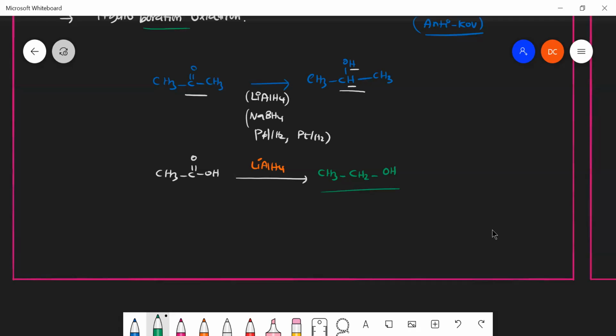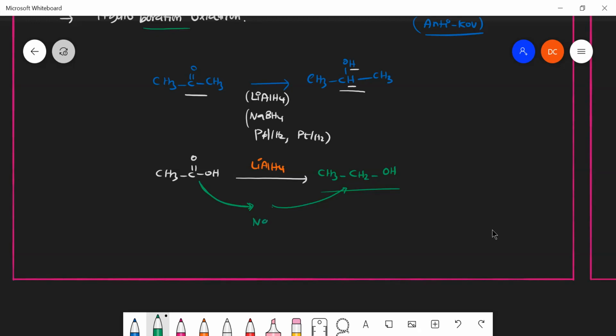agent. Initially, it will move towards the aldehyde. So it can form the aldehyde first, and after that the alcohol is formed. But here, lithium aluminum hydride is a strong reducing agent, so it can convert carboxylic acid directly into alcohol.